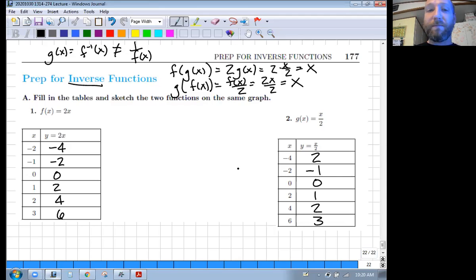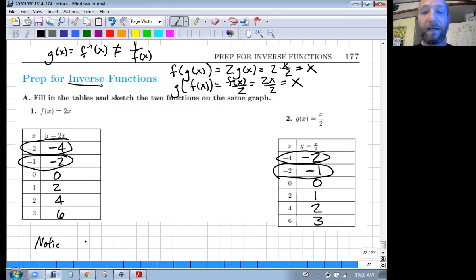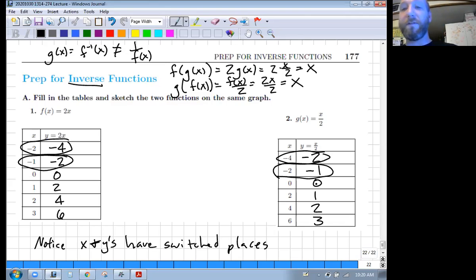So compare these. Negative 2, negative 4. Negative 4, negative 2. Negative 1, negative 2. Negative 2, negative 1. 0, 0. 1, 2, 2, 1. 2, 4, 4, 2. So notice the x's and y's have switched places. The input for one is the output for the other.